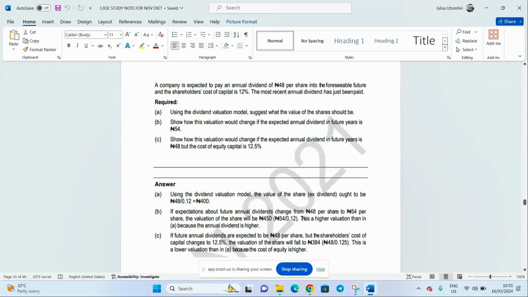Let's take an illustration. Can somebody read for us? Amaka, read this illustration, please.